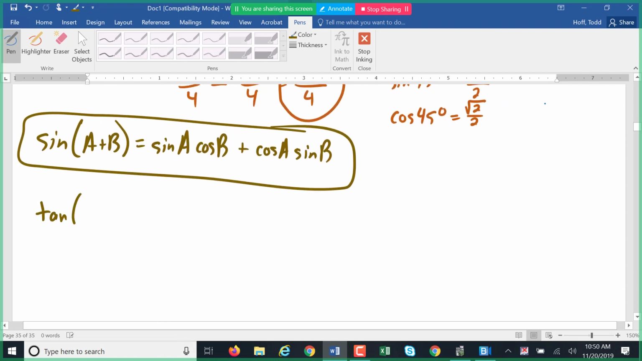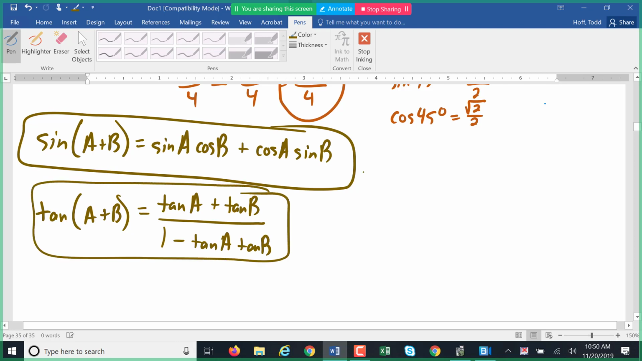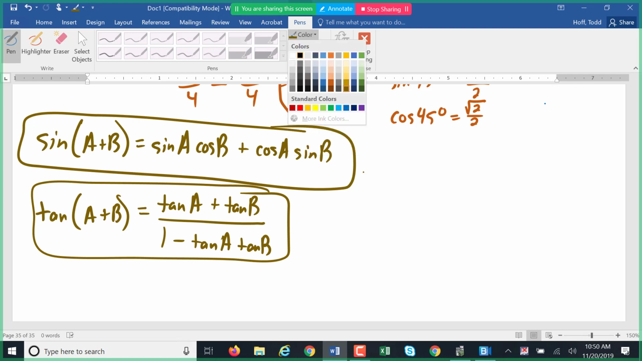for tangent, there is also a sum identity. It's a little bit more complex. Tangent of A plus B is the tangent of A plus the tangent of B over 1 minus the tangent of A times the tangent of B. So those are our angle sum identities.